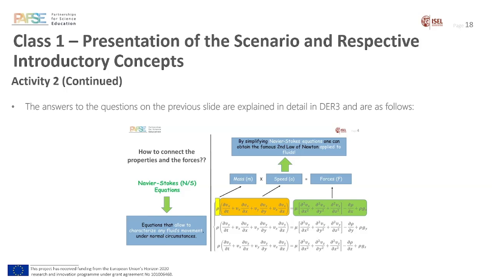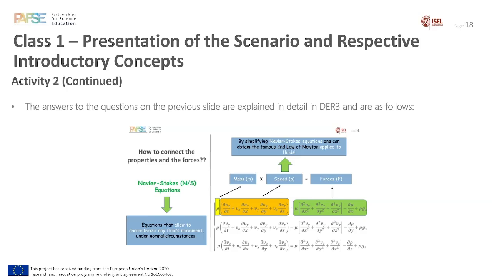And we also have the forces applied on the fluid in the green rectangle. Another aspect and curiosity about the Navier-Stokes equations is that if we simplify the equations, we can have mass times speed equals forces, times acceleration equals forces. And this equation is the so-called and famous second law of Newton applied to fluids, the dynamic law.